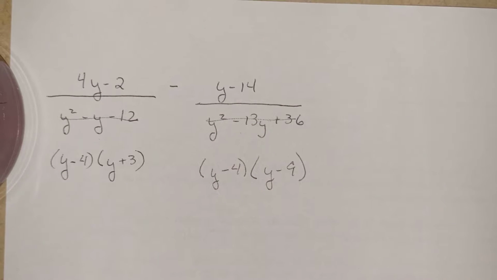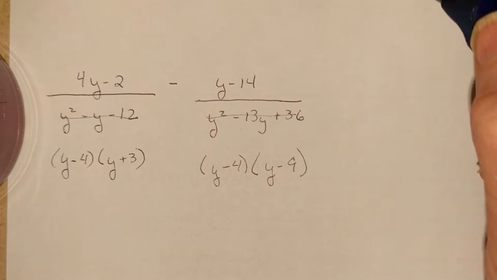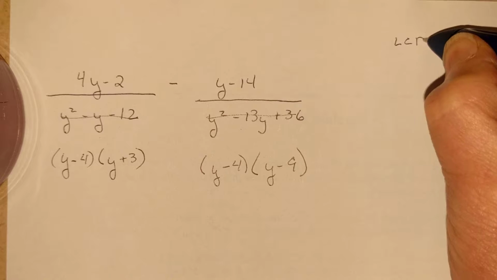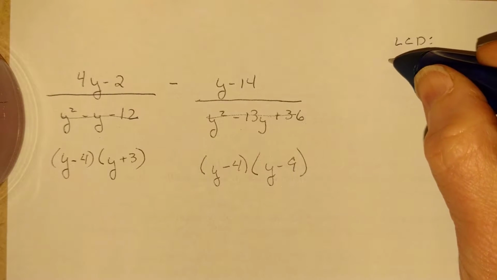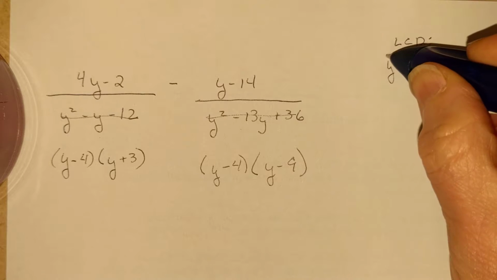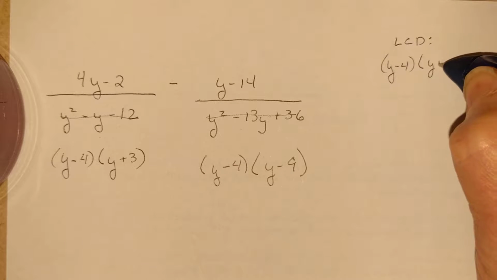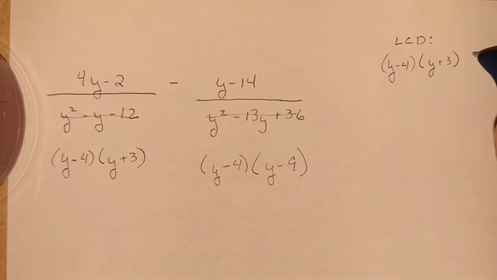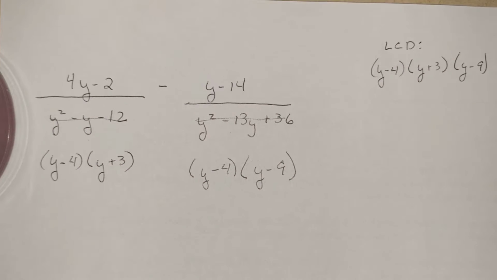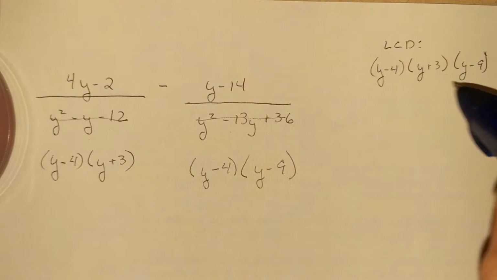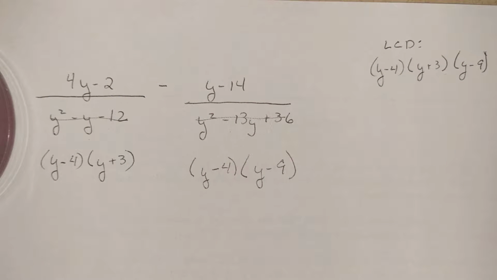Now I can look at these and find my least common denominator. My least common denominator is going to be y minus 4 times y plus 3 times y minus 9. I like to write them down on the paper here because then I have them back to easily refer to them as I'm working the problem.